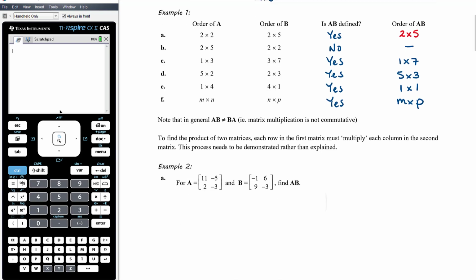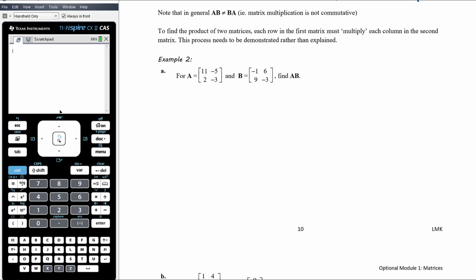Okay, so to find the product of two matrices, each row in the first matrix must multiply, and I use that word multiply very loosely, each column in the second matrix. So rows times columns. The rows of the first matrix must multiply the columns of the second matrix. Now, as I said, I use that word multiply very loosely. We need to talk about what that means. As I said, it really needs to be demonstrated rather than explained.